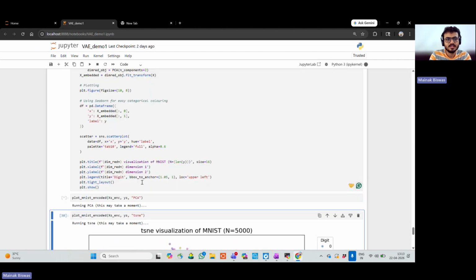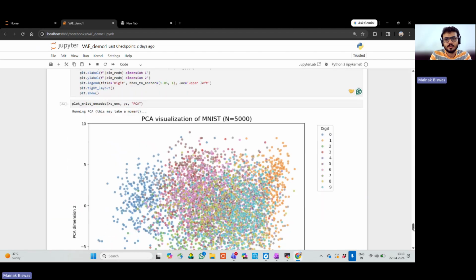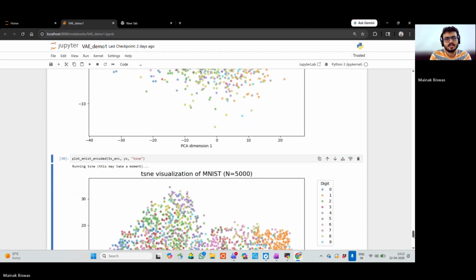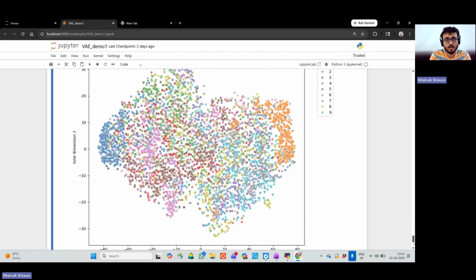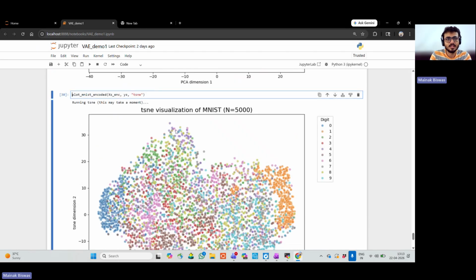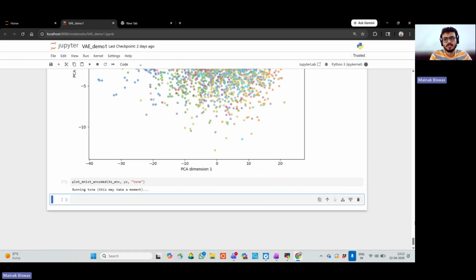This is the PCA. In the PCA space, you can clearly see separation. But in t-SNE, you were not seeing separation, which means there was no separation before in the lower dimension when the beta was very high, which was showing that everything collapsed to normal 0, 1. But now you will see the magic.